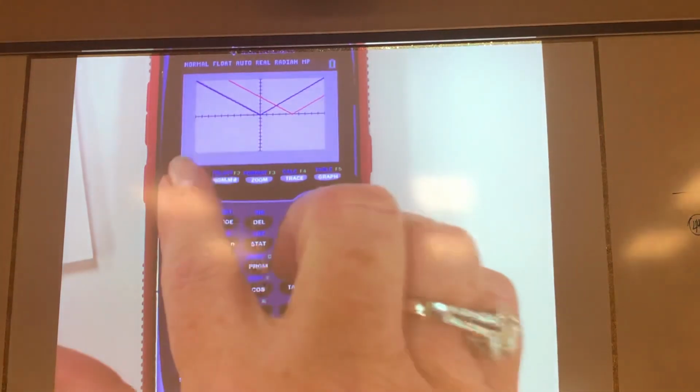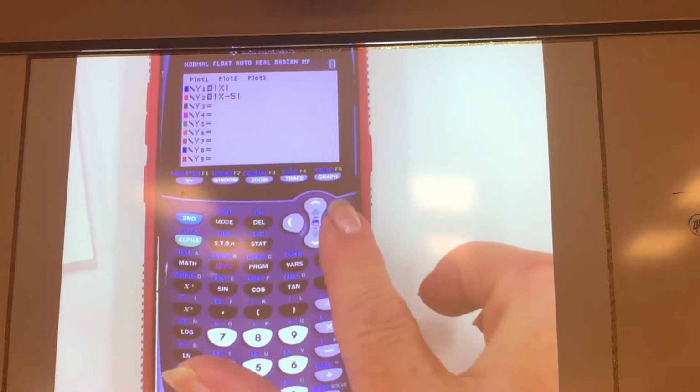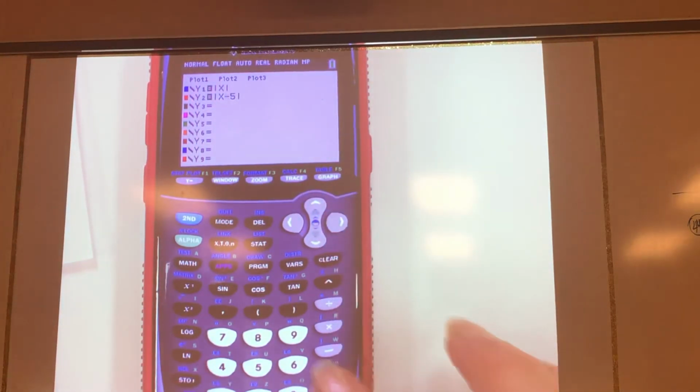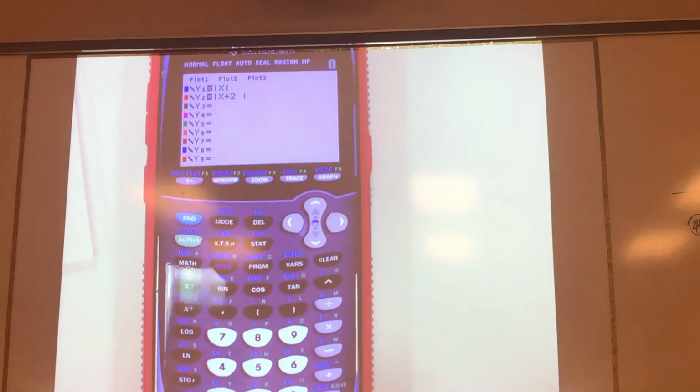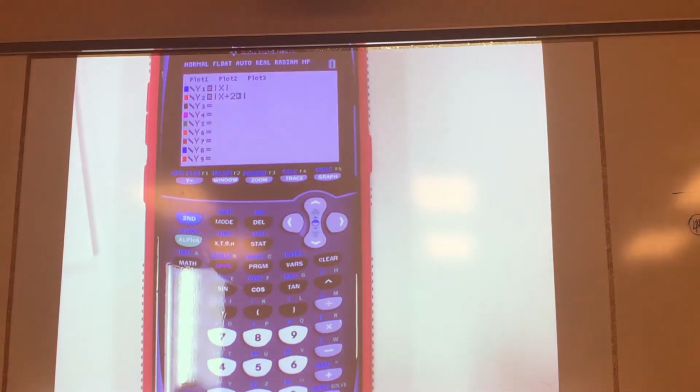Now, if I go back, so that one looks pretty good, right? If I go back, big fingers, and I go plus 2, that should go 2 to the left.